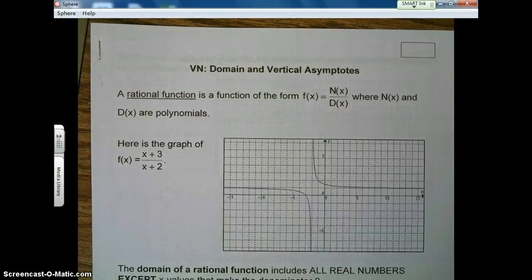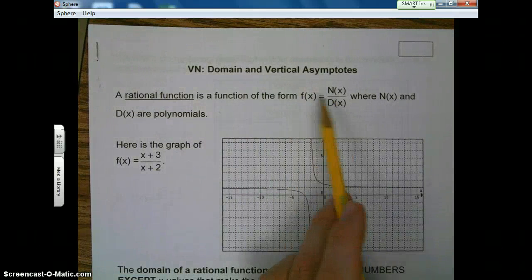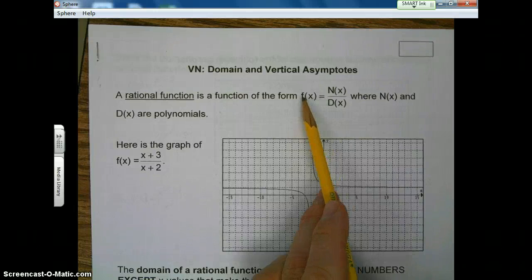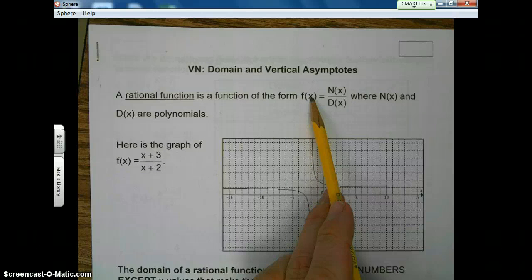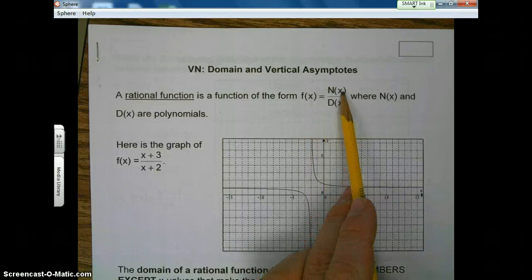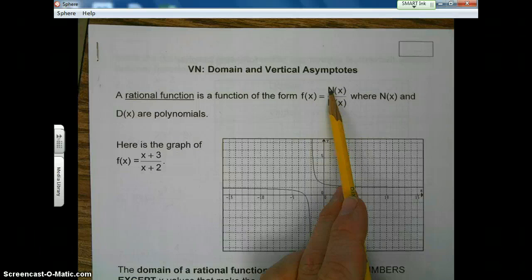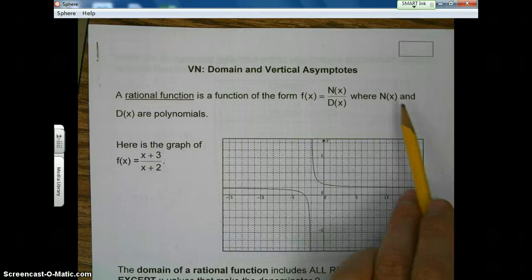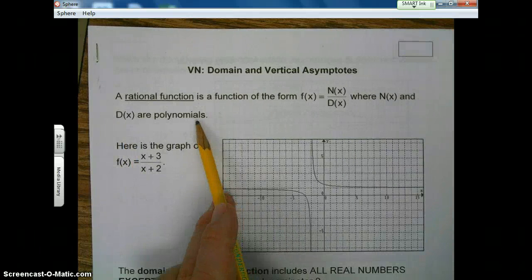Today we're going to be entering into the next part of rational expressions. We're going to be looking at rational functions, the graphs and the different characteristics of rational functions. A rational function is a function in this format: if we have function f, it is in the form of one function, function n, over another function, function d, where function n and function d are polynomials.